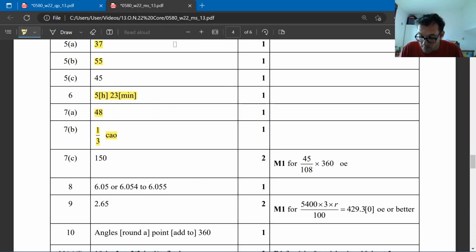That's one way of doing it. I hope you understood it. They wrote it as a fraction times 360. Okay, 45 divided by 108 times 360. That's what we did.